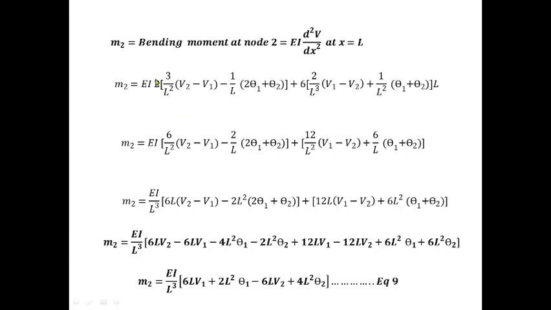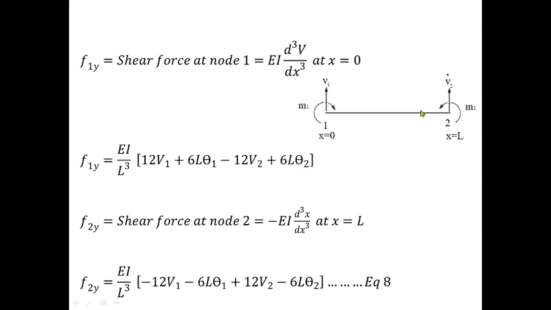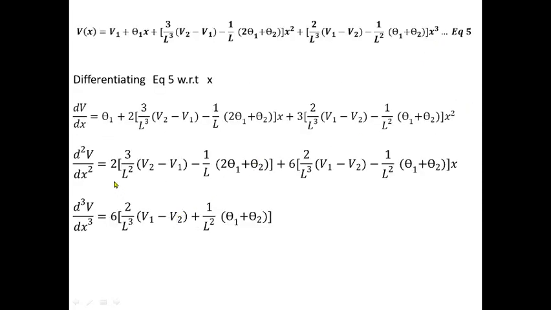And now M2, the bending moment at node 2: EI d square v by dx square at x is equal to L. In a similar way, substitute that d square v by dx square, that is EI times 2 into the rest of the equation, and we know that there is an x here, so the x will change to L. Let me show you. The same function d square v by dx square, you see there is an x over here, so this x will change to L.